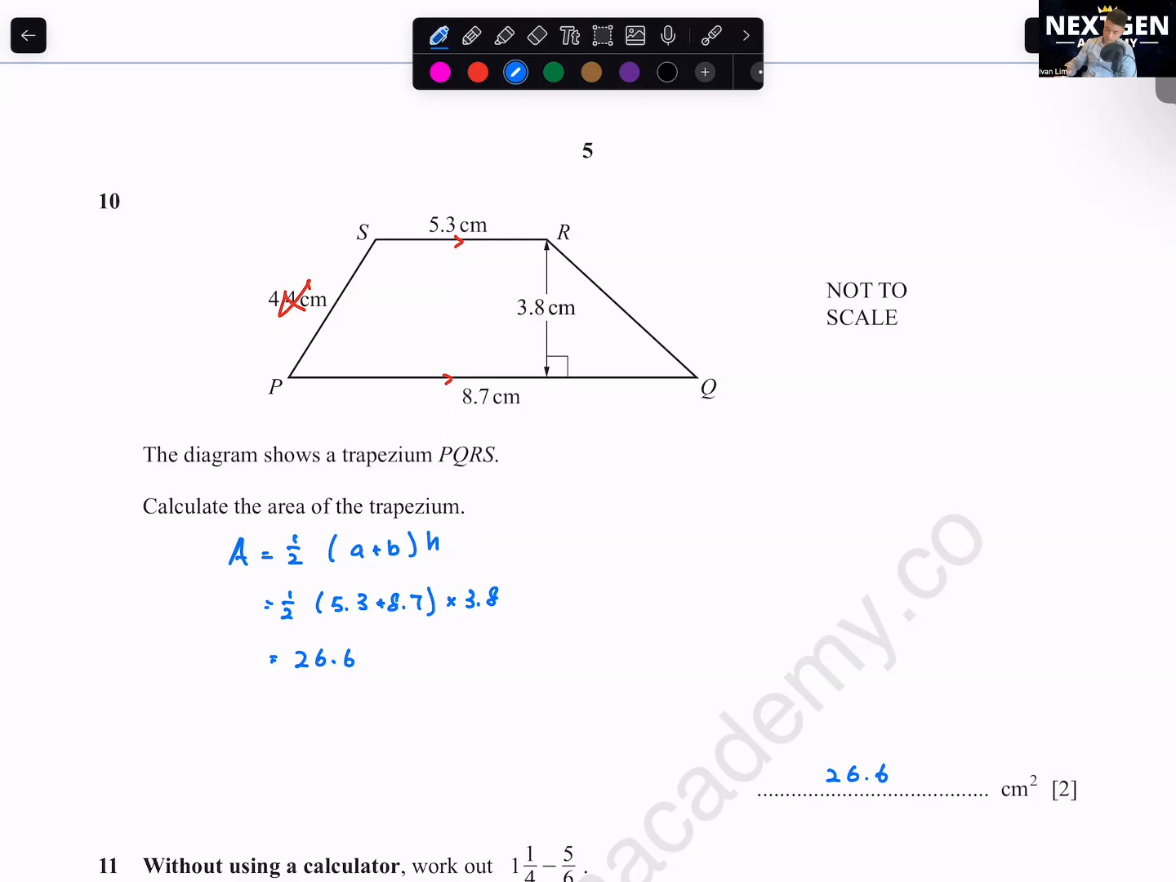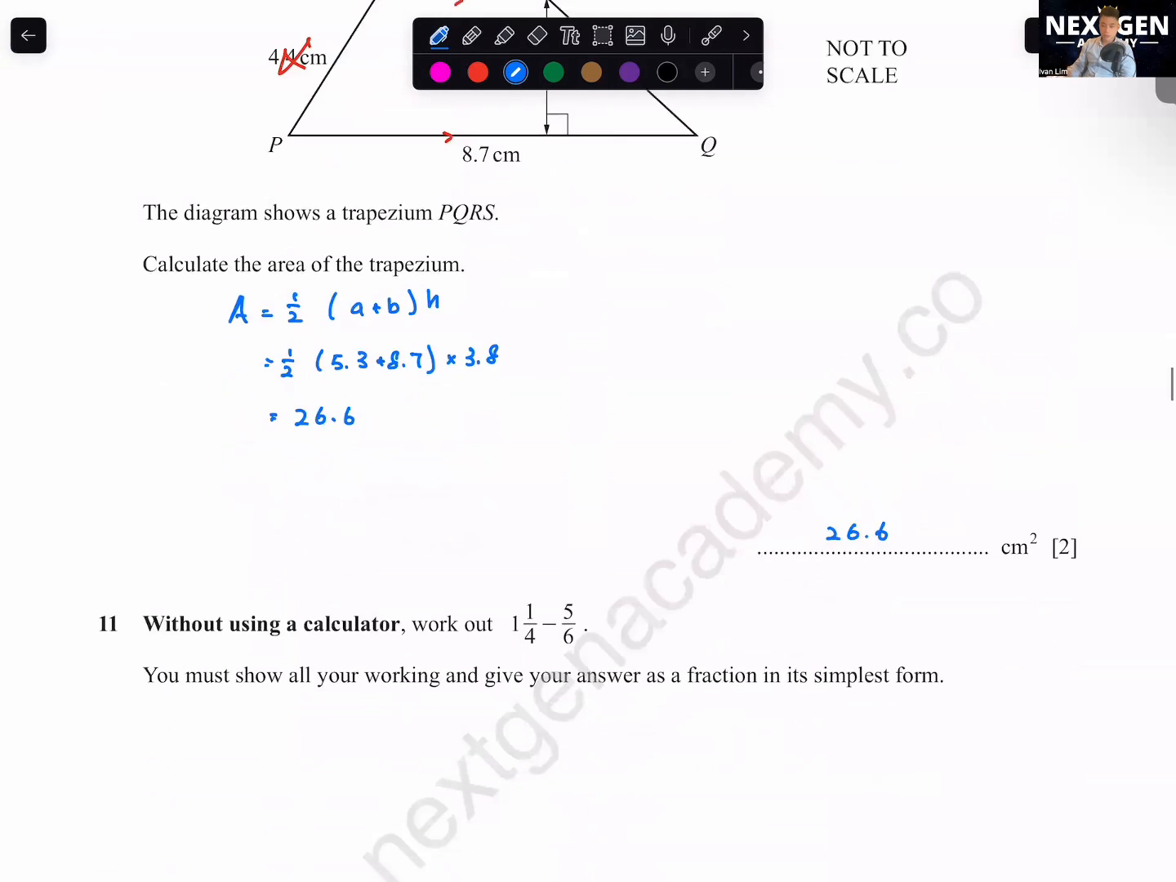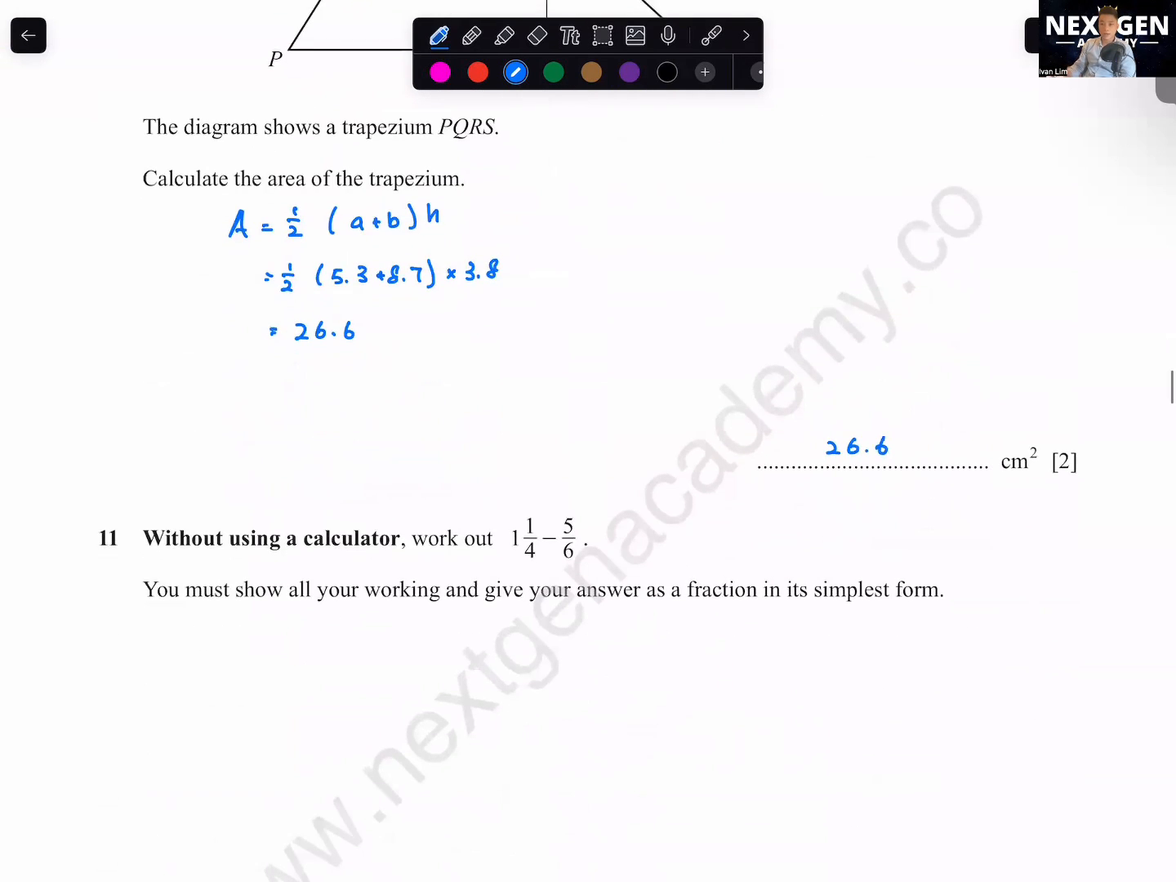Okay, next one. Without using a calculator, work out 1 and 1 over 4 minus 5 over 6. You must show all your working and give your answer as a fraction in its simplest form. Okay, what are you going to do? Take a calculator, type out this equation first. Okay, write down your answer. 1 and 1 over 4 minus 5 over 6. Okay, the answer here is 5 over 12. You write it somewhere at the side first. Then only you do your working.